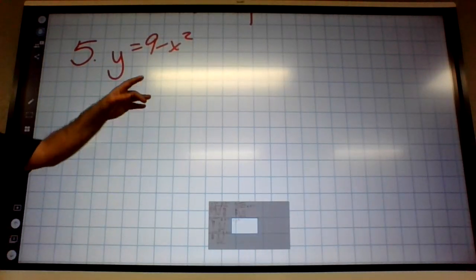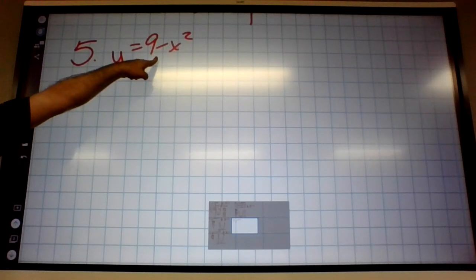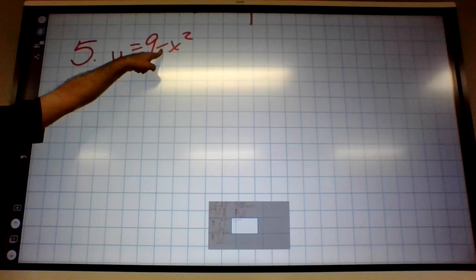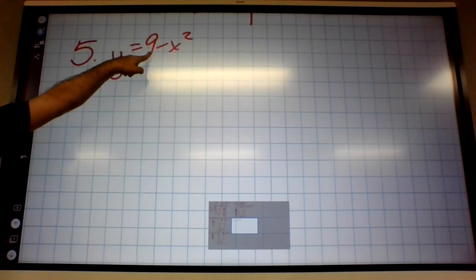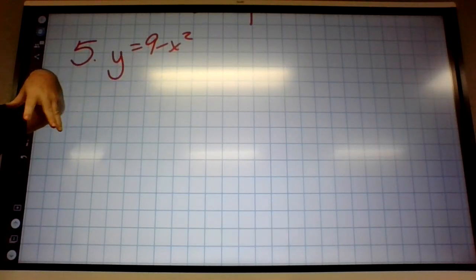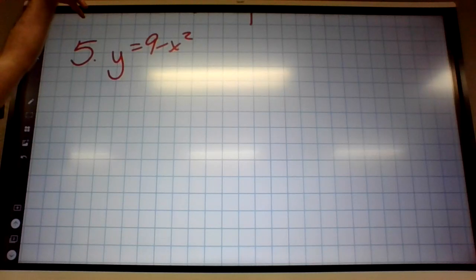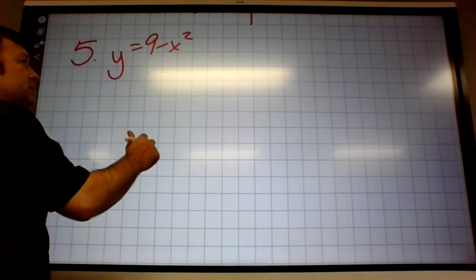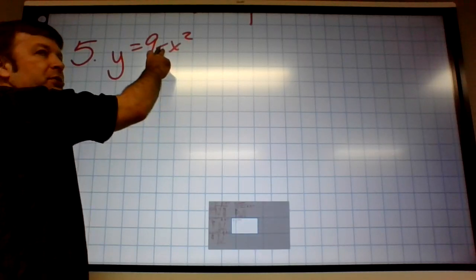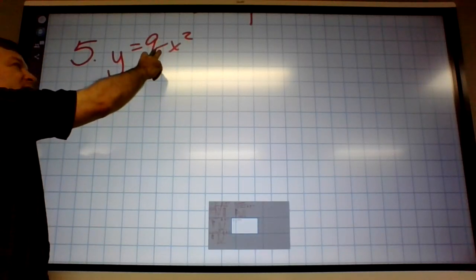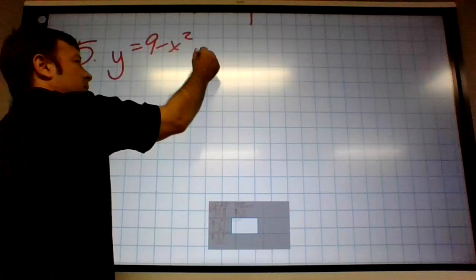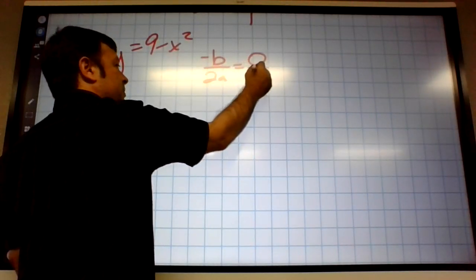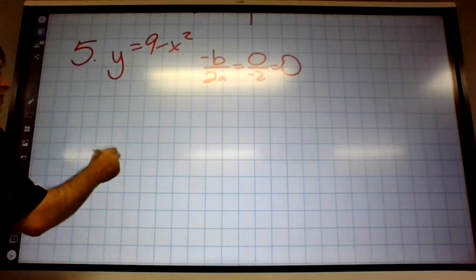Do you guys know what this graph is gonna look like? Okay, the minus in front of the x squared is gonna make it go down. The 9 is gonna move it up. So it's gonna start up top at 9 and then go down. Negative b, girls: there is no x term, so negative b is 0. The vertex is going to be at 0.